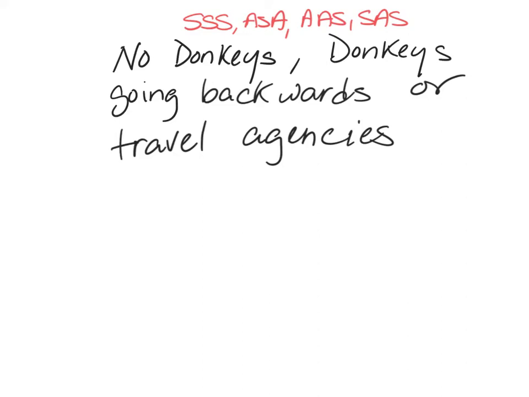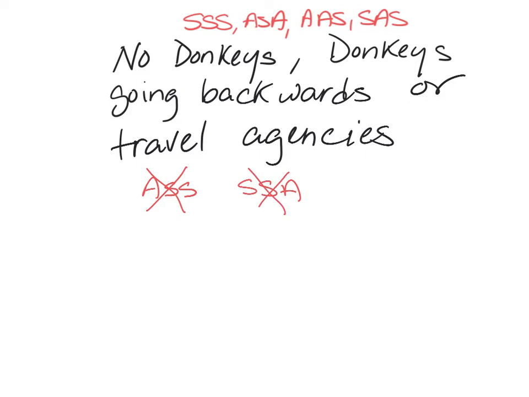The reason I write no donkeys, donkeys going backwards, or travel agencies is because you might remember it better than if I just give you another series of letters that don't work. Now, another word for a donkey, the biblical term for donkey is this. And that does not work. And the other one doesn't work either when you write it backwards. That's your donkey going backward.